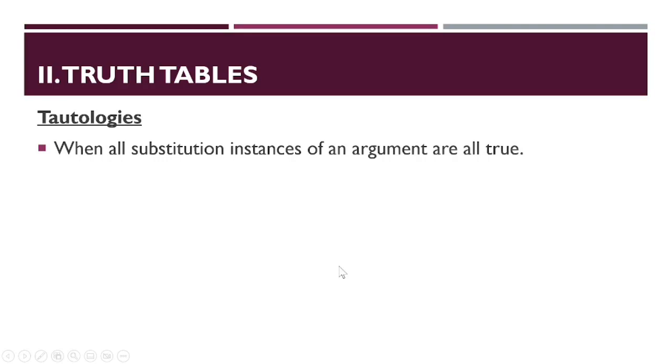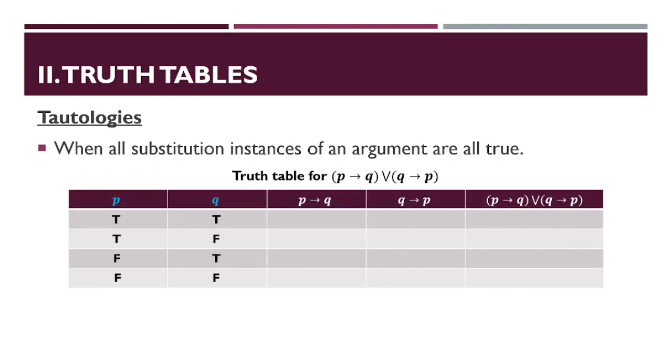Tautologies. A tautology is when all substitution instances of an argument are true. For example, a truth table for P implies Q or Q implies P. So this is a combination of propositions. So we have the truth table. We first get the truth values for the inner arguments. P implies Q. Again, we focus on the implication.